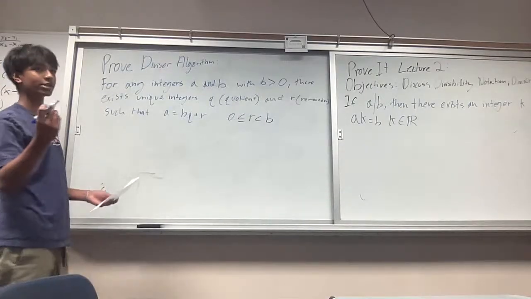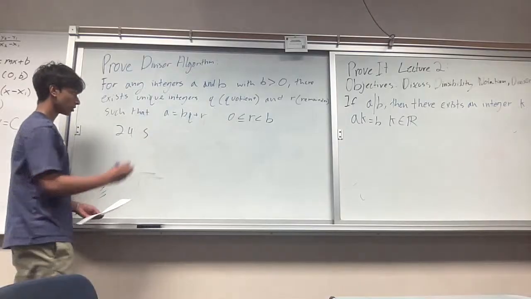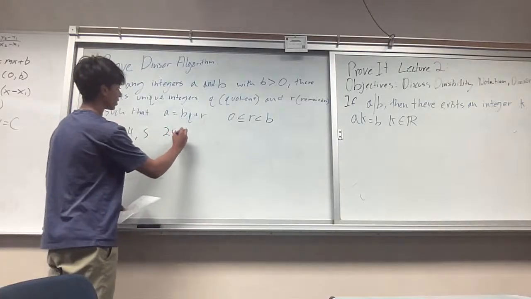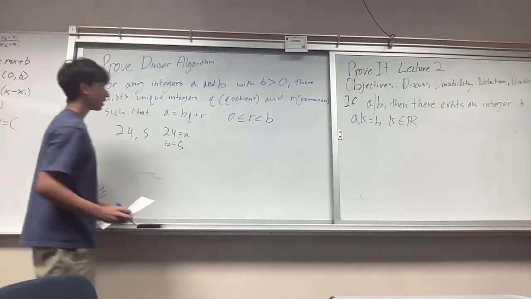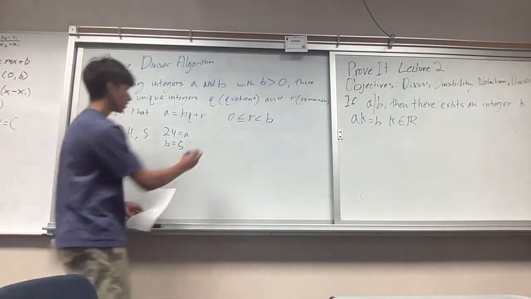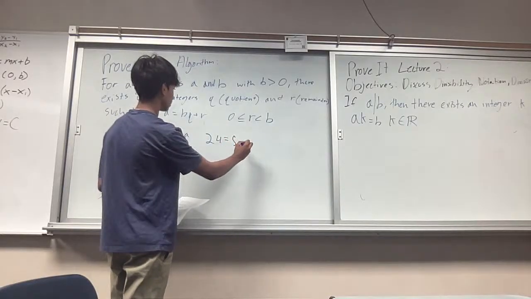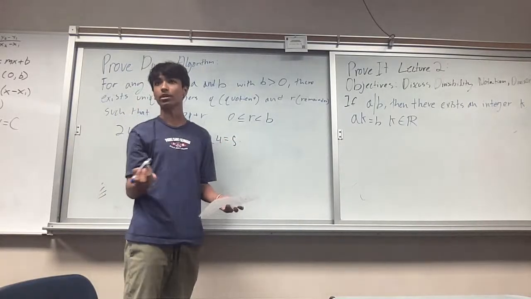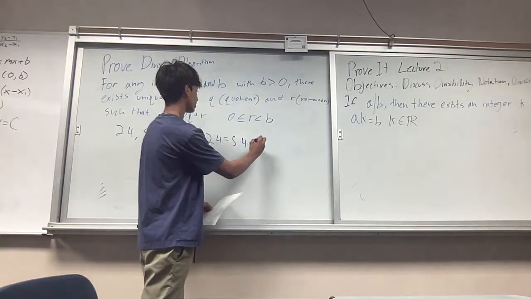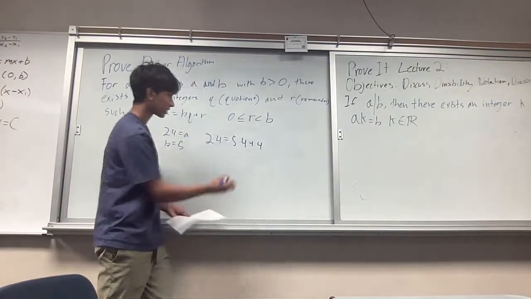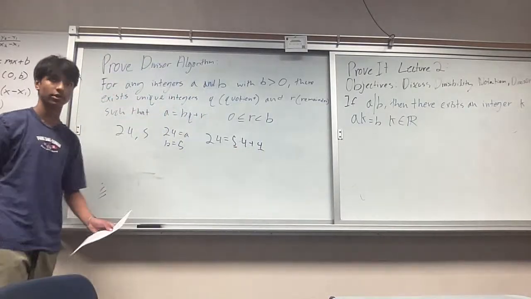Let's take two integers A and B. Let's say they're 24 and 5. Okay, let's say 24 equals A and 5 equals B. How can we write that in this form? 24 equals 5Q plus R, and what will Q be? Q will be 4, plus 4. And that works because 4 is strictly less than 5. It's a positive number strictly less than 5. 4 is our remainder, right?